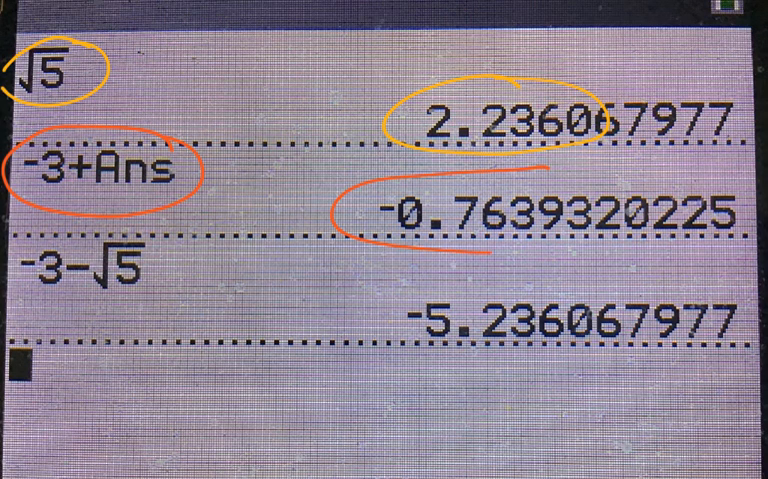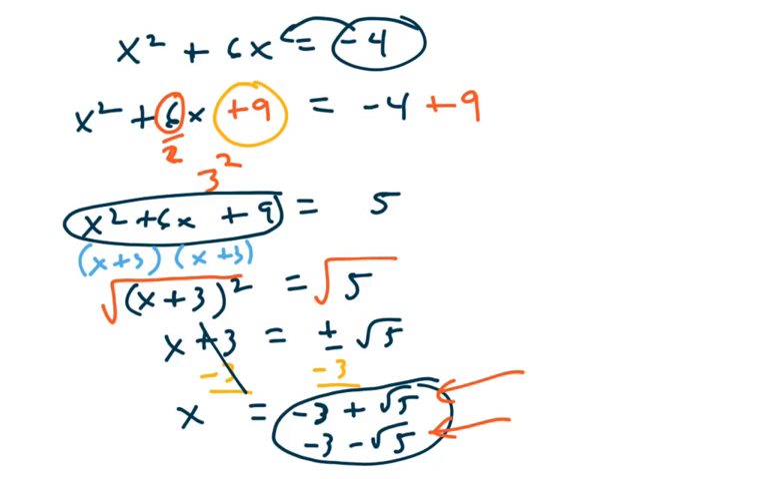And so we're going to get negative 0.7639. If we round that off a little bit, that'll be negative 0.764, right? And of course, notice here I did negative 3 minus the square root of 5 on the calculator. And here's my negative 5.236 or 4 if I round that off a little bit. And we just solved this equation with complete the square.